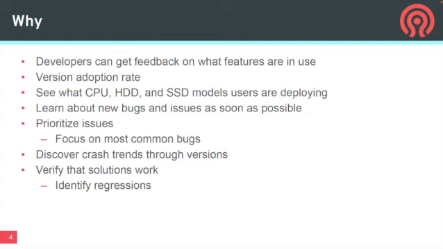We can learn about the version adoption rate, we can learn about the hardware that users deploy out there, new bugs. Whenever we release a point release or a major release, we can actually see new crashes reported from new clusters that adopted these versions. It helps us to prioritize those issues. We can focus on the most common issues according to the numbers of clusters that are reporting them. We can discover trends in crashes through versions.